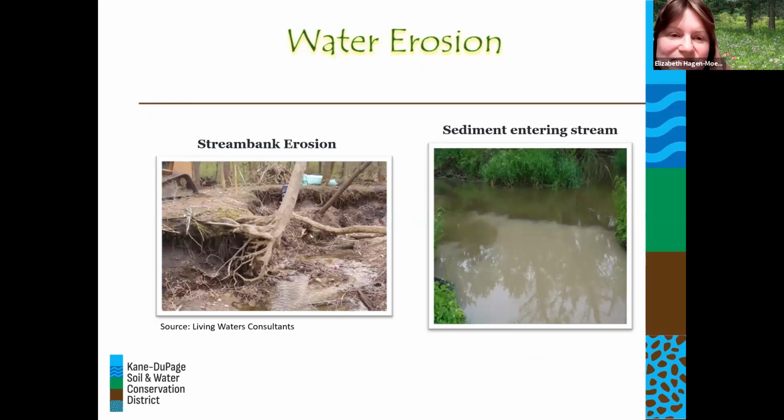Next slide. So water erosion is really what we see more in our area because we can see it visually. I want to ask you about these two pictures. We can start with the one on the left. Can anybody make any observations for me of that picture? That's an example of stream bank erosion, a very dramatic picture of stream bank erosion.